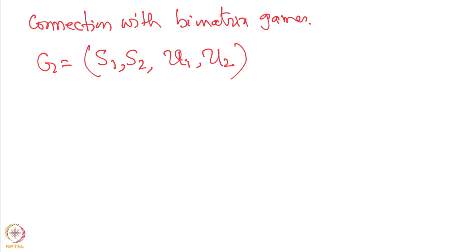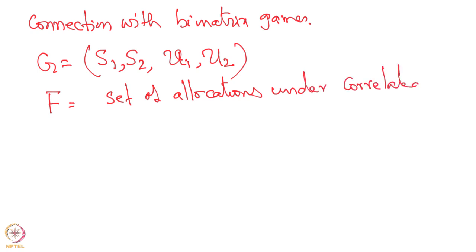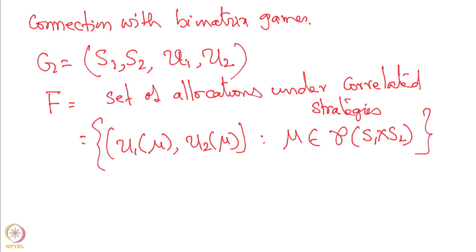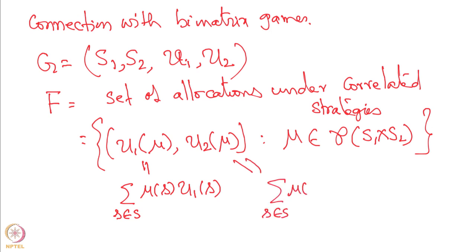Now let us take F to be the set of allocations under correlated strategies. That is nothing but (U1(mu), U2(mu)) such that mu is a correlated strategy. Recall U1(mu) is nothing but the summation over s in S of mu(s) U1(s), and similarly U2(mu) is the summation over s in S of mu(s) U2(s).